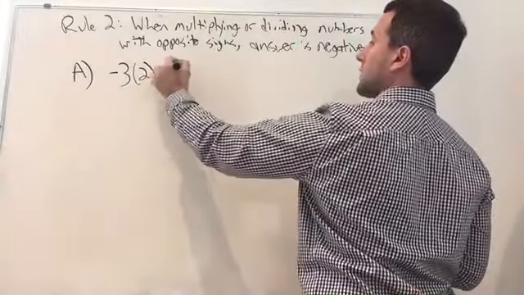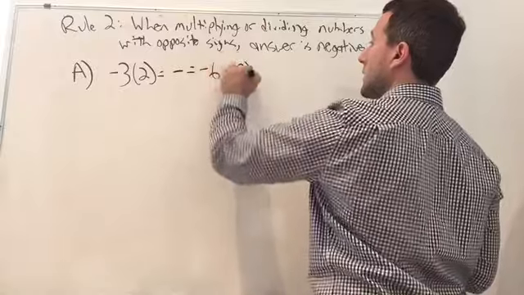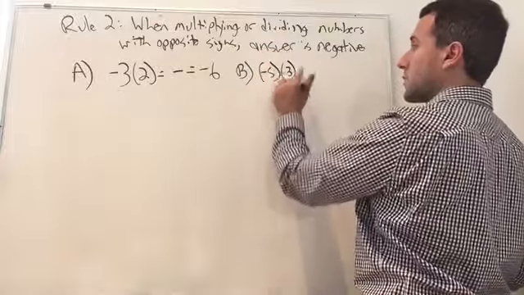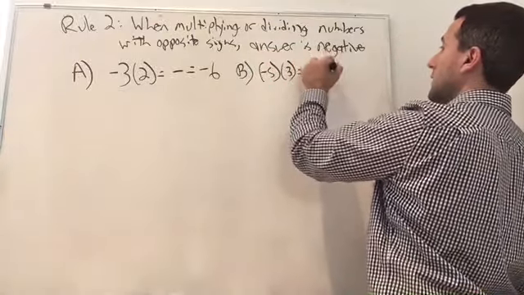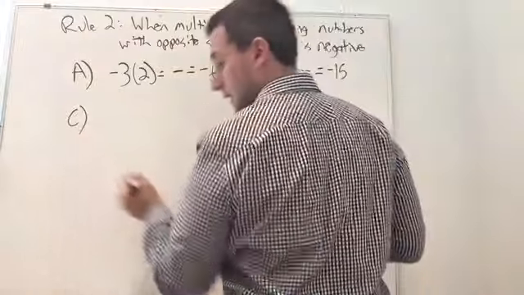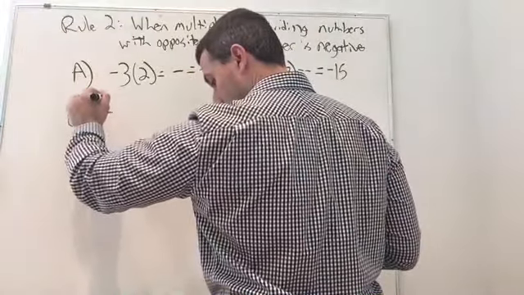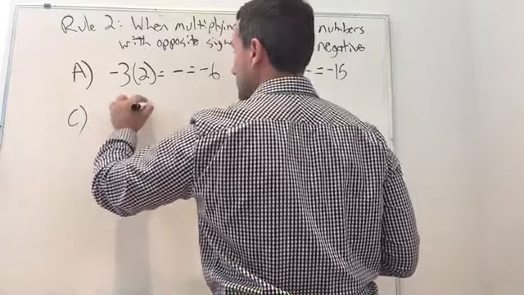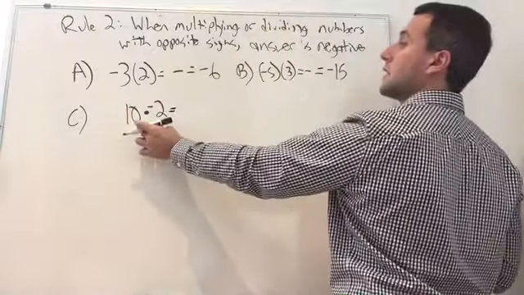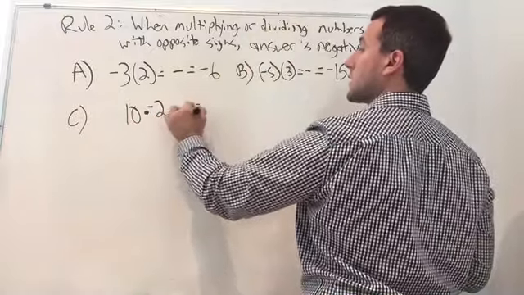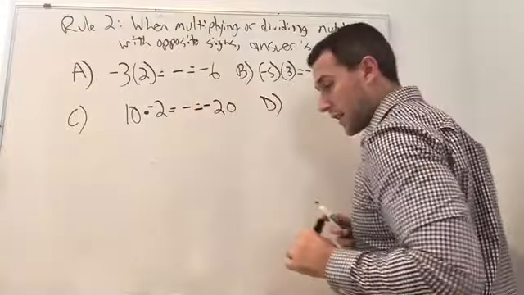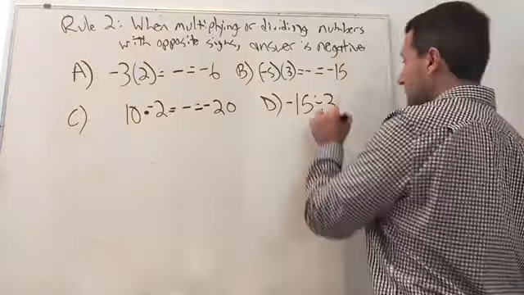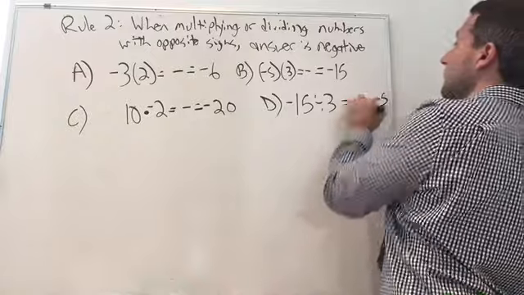A negative and a positive, that's going to be negative, so it's going to be negative 6. B, negative 5 times 3. Negative times a positive, it's going to be negative, so that one is negative 15. C, 10 times negative 2. Positive times a negative, that's going to be negative, so that's negative 20. D, we get into division, negative 15 divided by 3. That's going to be negative as well, so that would be negative 5.